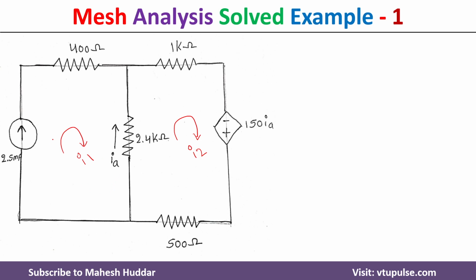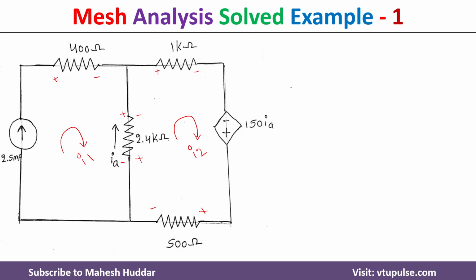And as per the direction of the current, we need to assign the sign for each resistance. For 40, it is plus minus. For 2.4 kilo ohm, this is plus minus. And as per the current I2 for 2.4 kilo ohm, here it is plus and here minus. And for 1 kilo ohm, this is plus minus. And for this 500 ohm, this is plus and minus.